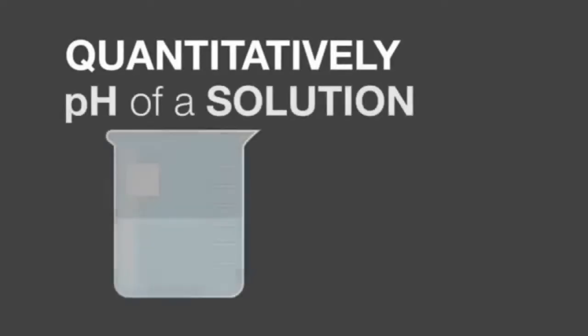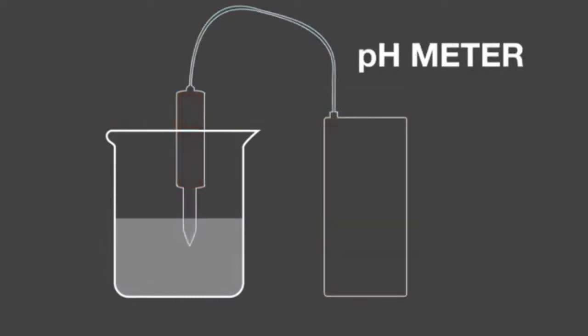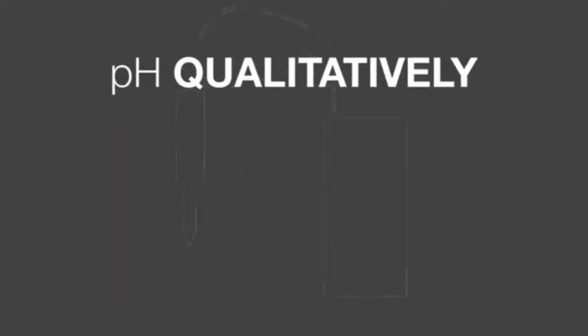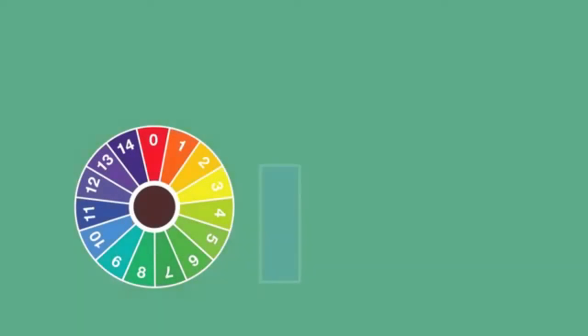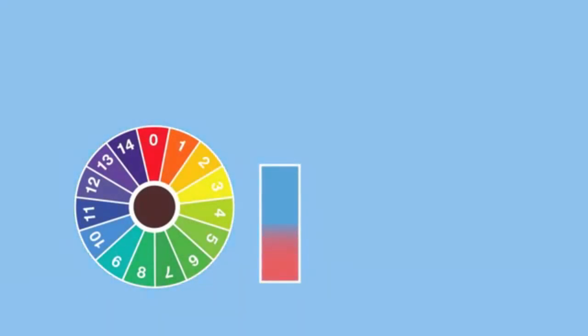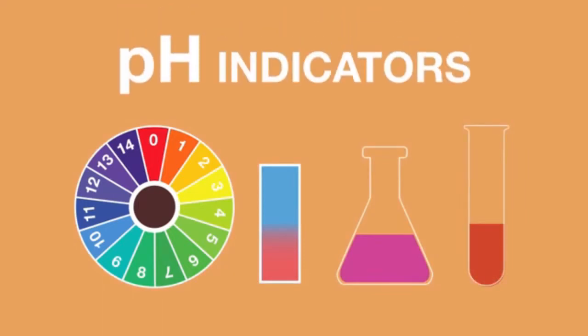While it is possible to quantitatively measure the pH of a solution using a device known as a pH meter, there are also ways to determine pH qualitatively. In this lesson, we will learn about indicators, which help us indicate the pH of a solution. An indicator changes color depending on the pH of the solution analyzed. Because of this, they are also known as pH indicators.